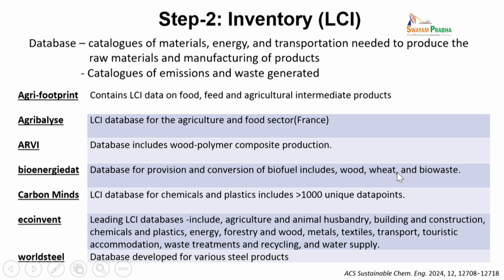The second step is a very important step. This is where we get a lot of uncertainty also, because of the various data that is required. This inventory is called LCI, life cycle inventory. In other words, we call it a database. A database is basically a catalog. It is a large amount of information that gives you the materials, energy and transportation needed to produce the raw material and also for manufacturing of the products. It's a very large database, and it gives all this material, energy, transportation related information.